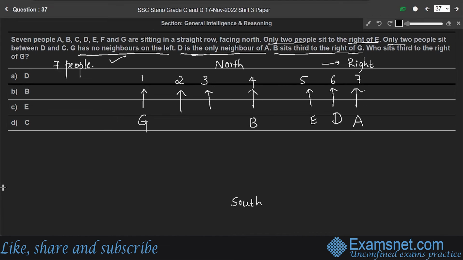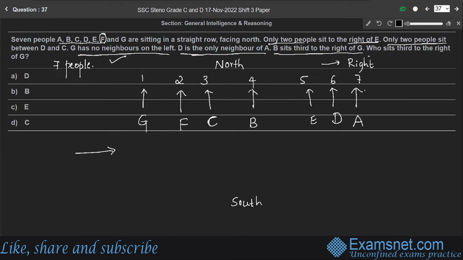Next one, so we'll consider the second point. Only 2 people sit between D and C. Between D and C, there are only 2 people, so C becomes the third person. So who is left here? There are 7 people, A, B, C, D, E, F, G. So F can accommodate second place from the left.